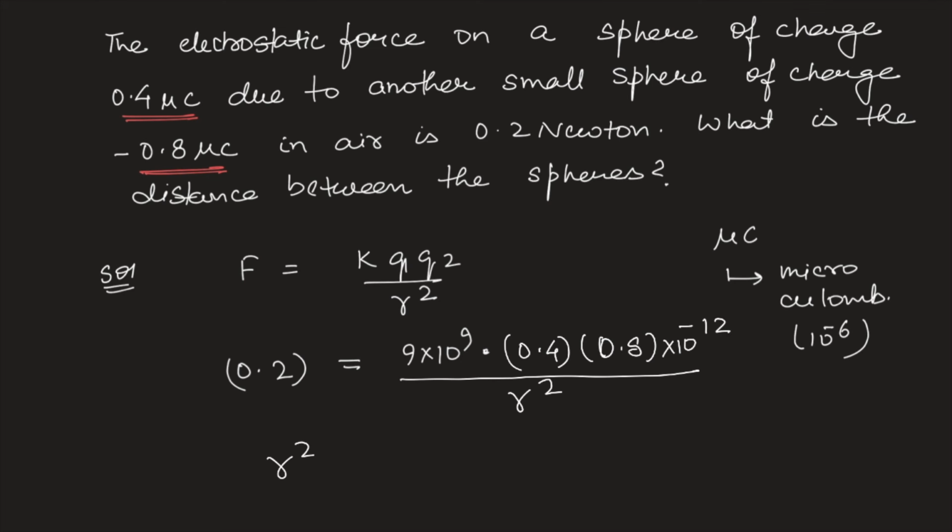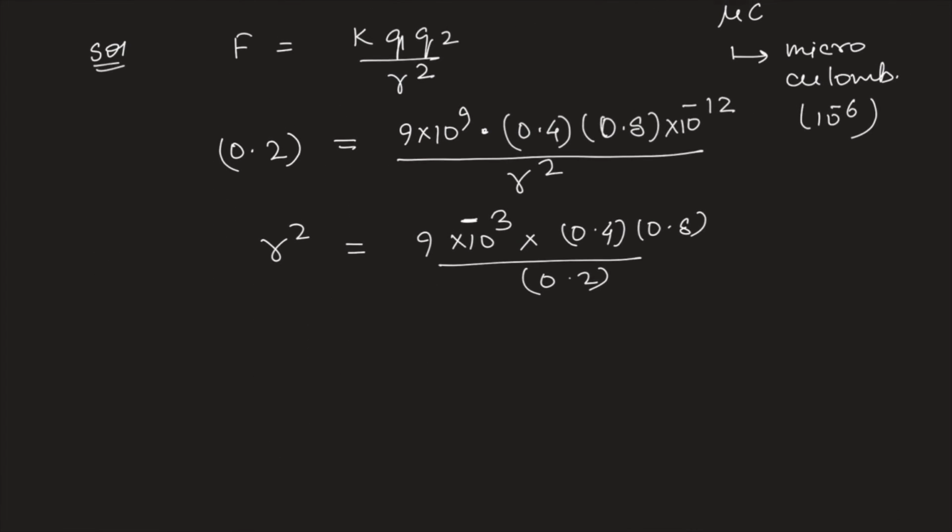So r squared is going to be equals to 9 into 10 to the power of 3. As you can see, 9 minus 12 is actually minus 3, not plus 3. 9 minus 12 is minus 3 into 0.4, 0.8 divided by 0.2. And something of this kind is going to happen. Let's see what's going to happen. It's a fairly simple calculation actually.